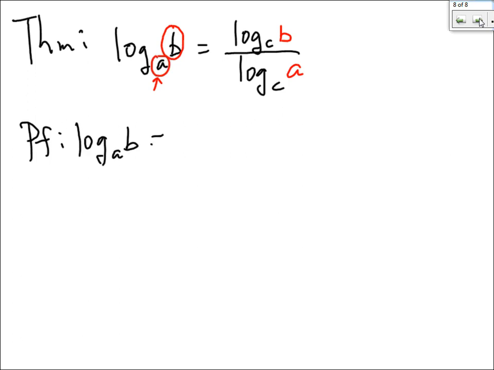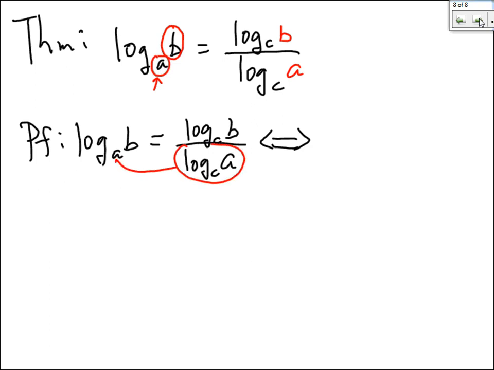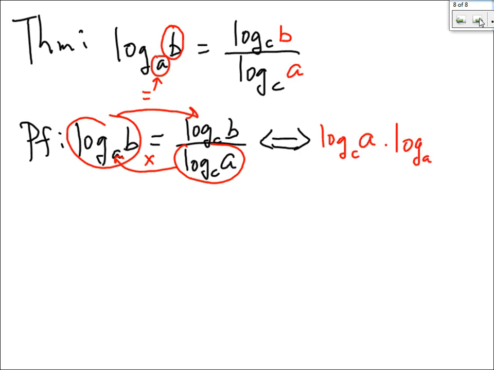Log base A of B is equal to log base C of B divided by log base C of A is the same statement as this times this equals that. Those are the same statements. So, log base C of A times log base A of B is equal to log base C of B. Sorry, that should have said log base C of B.